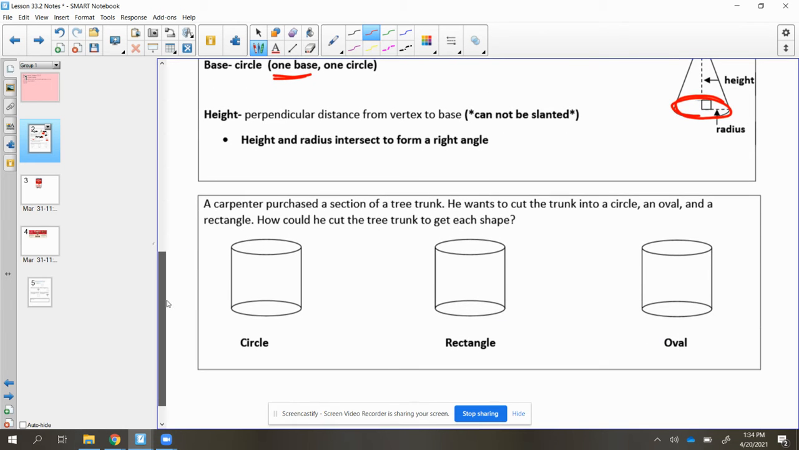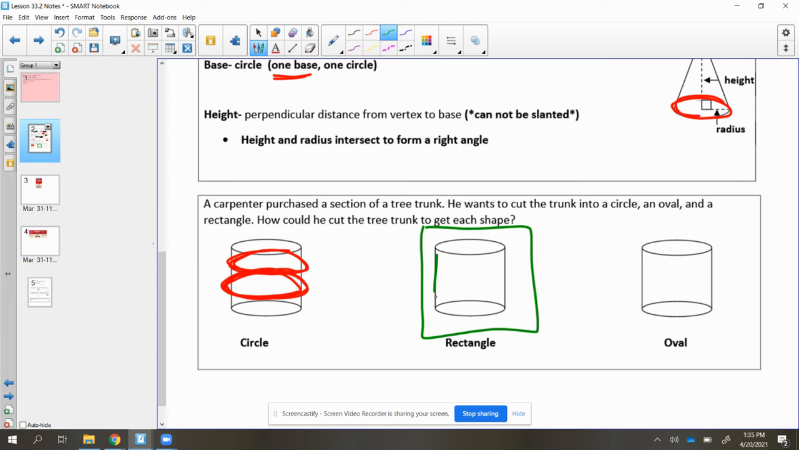Now, when we talk about our cross sections, which we talked a lot about last lesson, if we cut the cylinder, in this case the trunk of our tree, at a certain spot, they will create different shapes. So we want to know, how can we slice each of these to get that shape? Well, the first one, to get a circle, we would slice this parallel to the base. If you sliced it in this direction, you would get that circular shape of your base. Versus if you sliced it perpendicularly through here, we would be creating the rectangle.